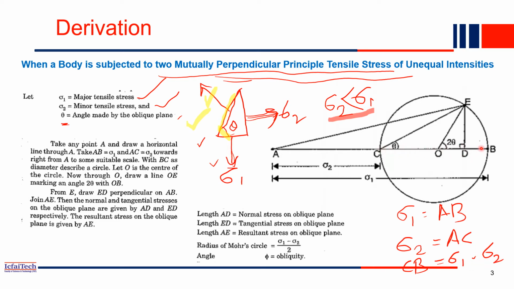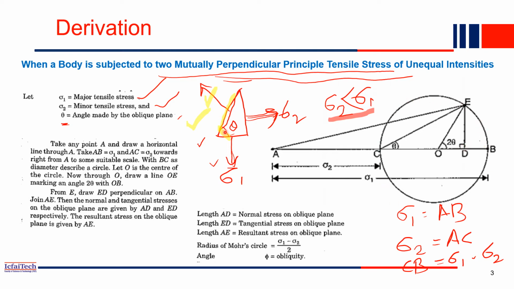So the middle portion of C to B intersects at O. So O is basically the half of C to B. And then with O as the center, we draw a circle. So this circle center is O. This circle we call the Mohr circle. So what is the diameter of this circle? The diameter of this circle is C to B, which is nothing but sigma 1 minus sigma 2. Then what is the radius? The radius of the circle will be sigma 1 minus sigma 2 by 2. So half of the total will be the radius. So we draw a circle.